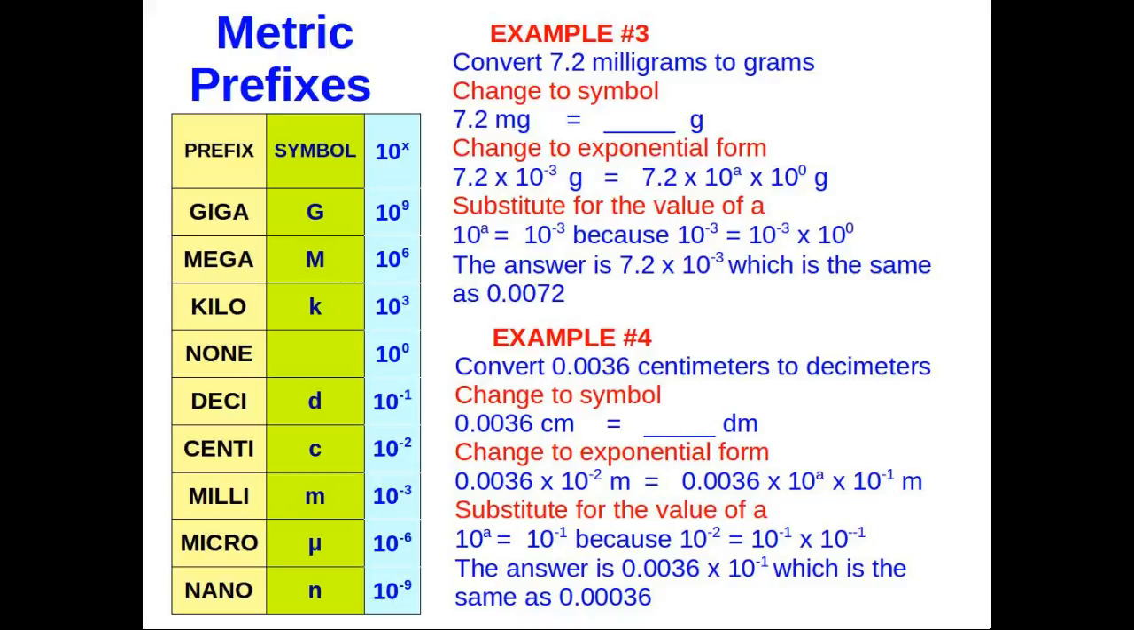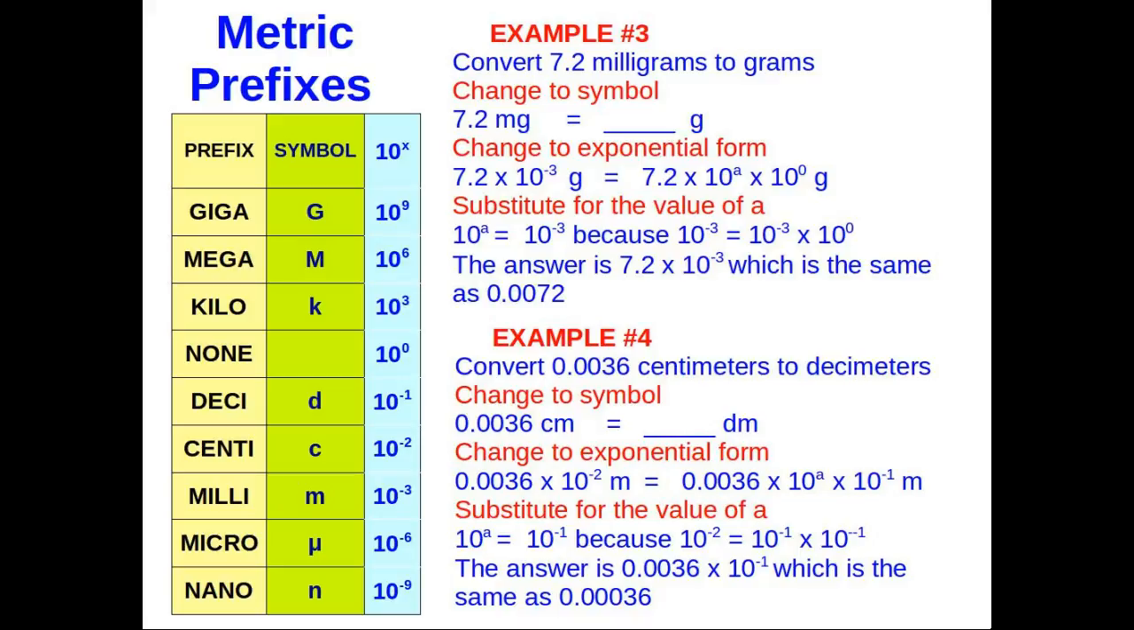Then we annex g, that should be milligram. Then for the other side, that is g, that is 7.2 times 10 to the A times 10 to the 0. We should balance the left side and right side. Then we should get the value for A. So 10 to the A should be 10 to the negative 3 because 10 to the negative 3 is equal to 10 to the negative 3 times 10 to the 0.